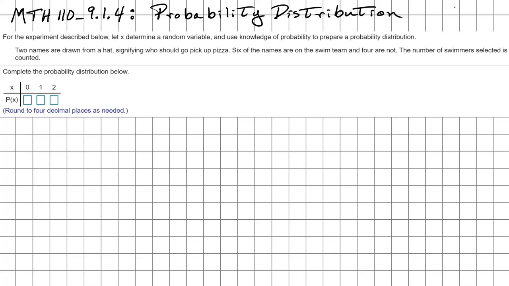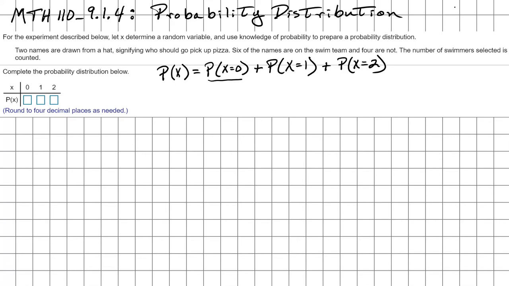First, let's talk about what exactly is a probability distribution. It's going to be a table that lists all the outcomes with the corresponding probabilities, and the sum of those probabilities must always equal 1. So in this case, the probability of X is going to be equal to the probability of X equals 0 plus the probability of X equals 1 plus the probability of X equals 2, which must be equal to 1 or very close to. So how do we go about finding these particular probabilities?